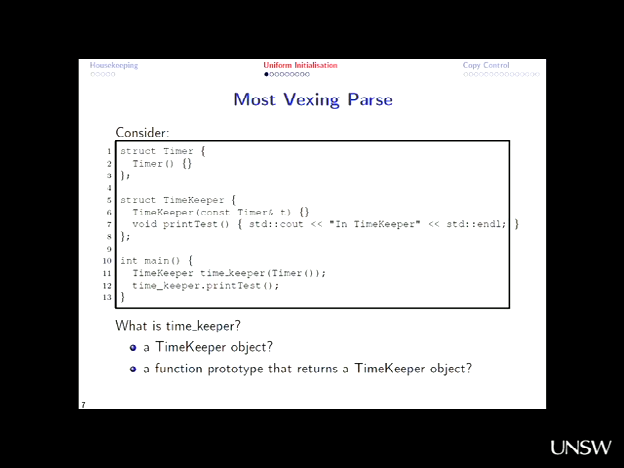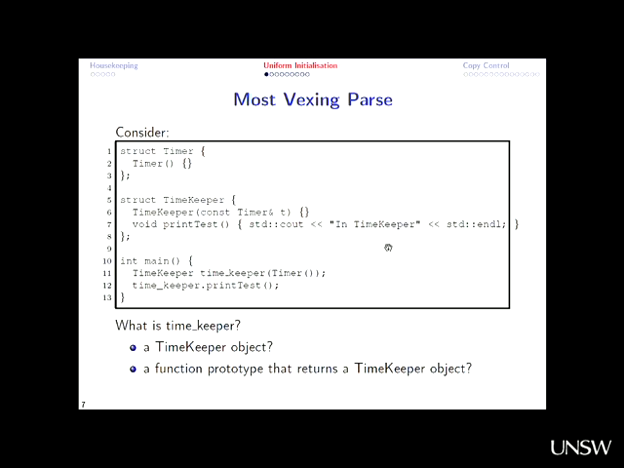I then go into main, and I create a timekeeper object. Well, at least I think I create a timekeeper object. And then I say timekeeper.printtest. Can anyone see any problem with this code? Or can anyone answer the question below? On line 11, what is timekeeper? Is timekeeper an object, or is it a function prototype that returns a timekeeper object? What do people expect it to be?